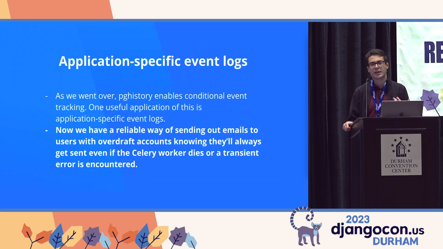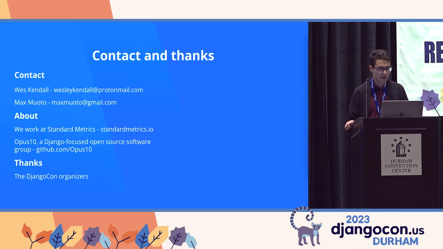With this, even if the Celery pod dies or there's some transient error, this task can just rerun. We never would have created that email sent object, and we have a good understanding of which emails were sent and which were not. But even just beyond this, being able to understand these events is useful for a lot of other things outside of just sending out emails, right? So some really cool stuff we can do with this conditional tracking. But yeah, that's basically it.